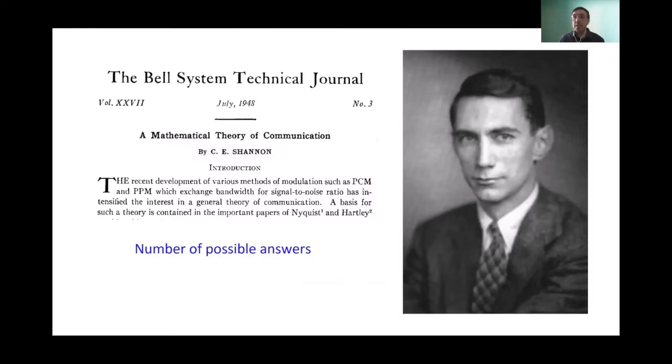So here is the paper that Shannon wrote. It's a very important paper. It laid the foundation of modern communication systems that we're using, like your cell phone. The title of the paper is A Mathematical Theory of Communication. And here Shannon argues that the number of possible answers is what is important to measure, in order to measure information from a communication cost perspective. So let me try to explain that.